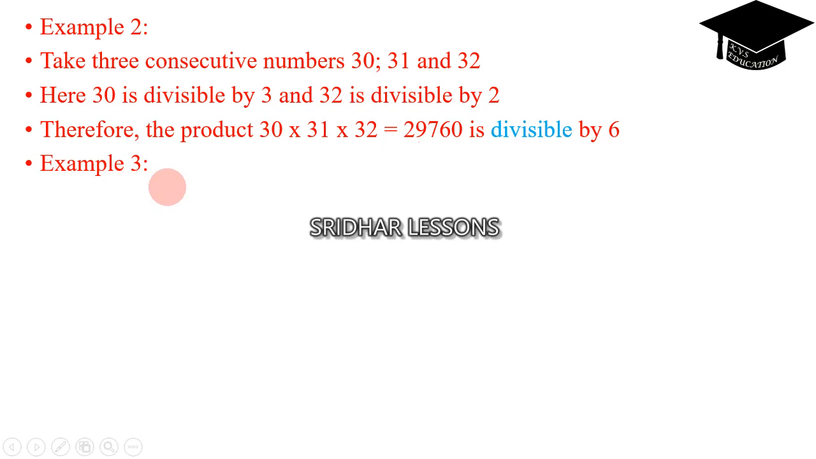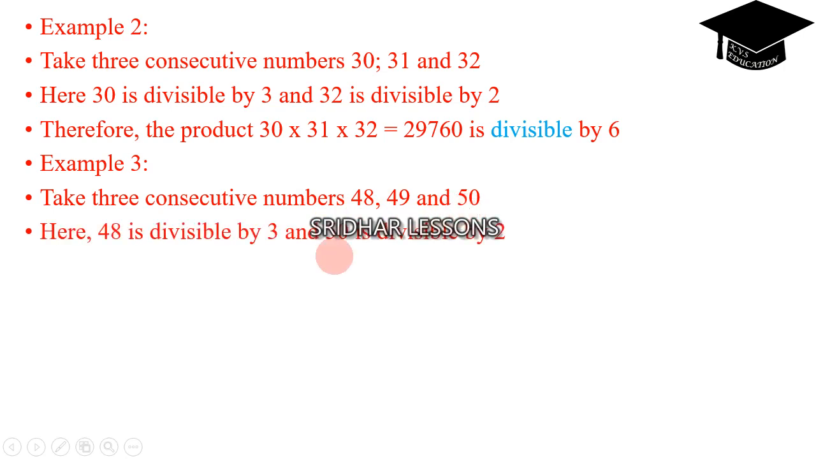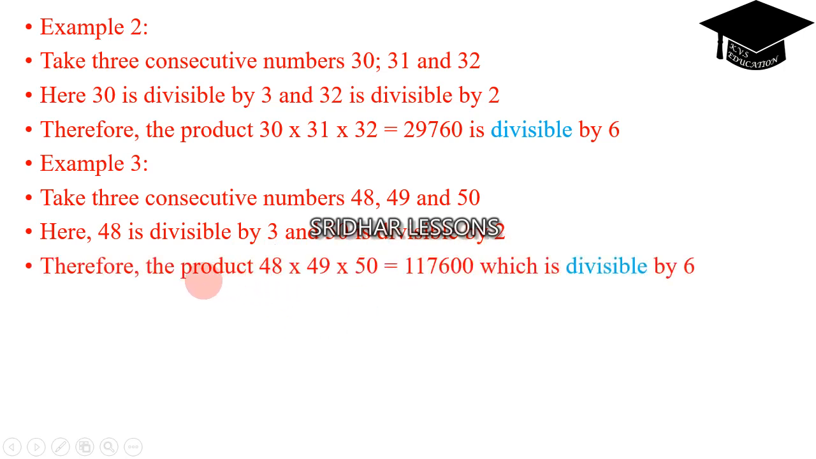Example number 3. Take three consecutive numbers 48, 49 and 50. Here 48 is divisible by 3, okay? 50 is divisible by 2. So the product 48 into 49 into 50 is equal to 1,17,600, which is divisible by 6. Observe carefully.